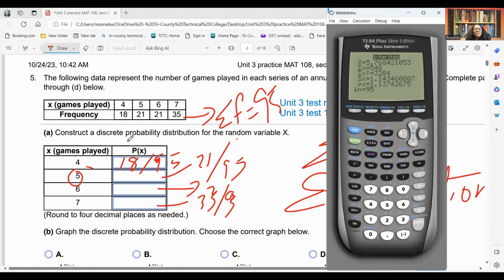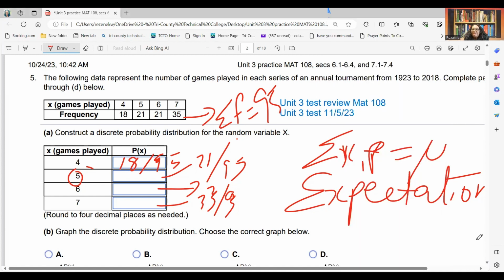Okay, so construct a discrete probability distribution. Of course, if it is a discrete probability distribution, the sum of all the probabilities must be 1. I'm talking about all the probabilities right here. And then you could be told to graph each of them. Because it is a discrete probability distribution, you don't join the points. You just graph the lines.